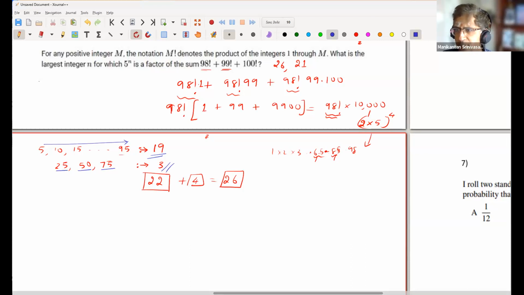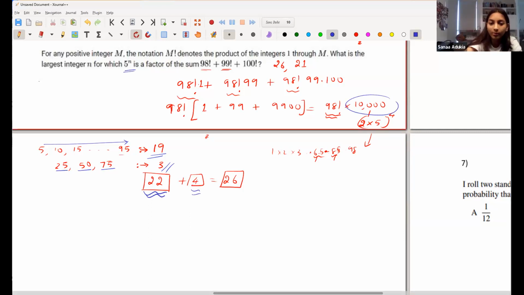Arnav, does it make sense to you? Okay. Therefore, there are 22 5s in 98 factorial. And then additionally, 10,000 had 4 5s. And therefore, it's 26 factorial. And therefore, 26 is the answer, right? 26 5s are there. Therefore, 5 power 26. Does it make sense to everyone?